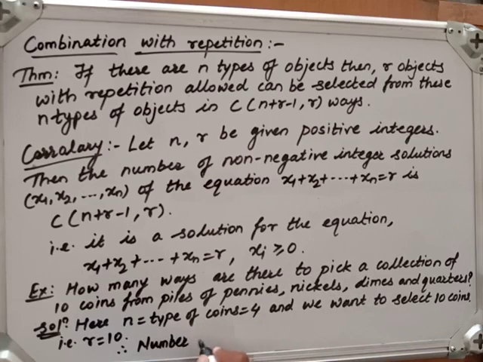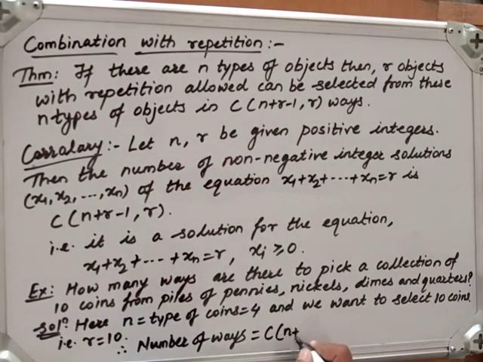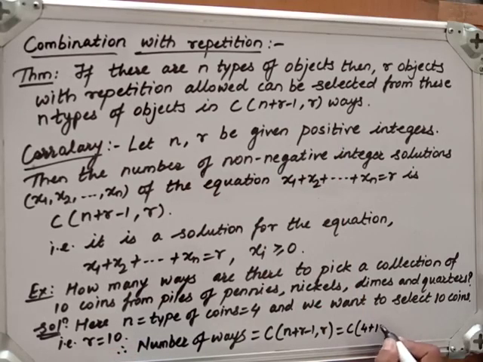So the number of ways of such a selection is C(n plus r minus 1, r). Selection means combination with repetition allowed, so this is the result for that. What is n? 4 plus r is 10 minus 1, comma 10. So this is 14 minus 1, so 13. So C(13, 10) is the answer here.